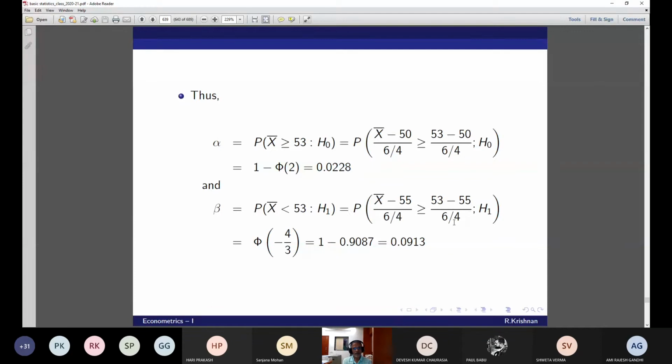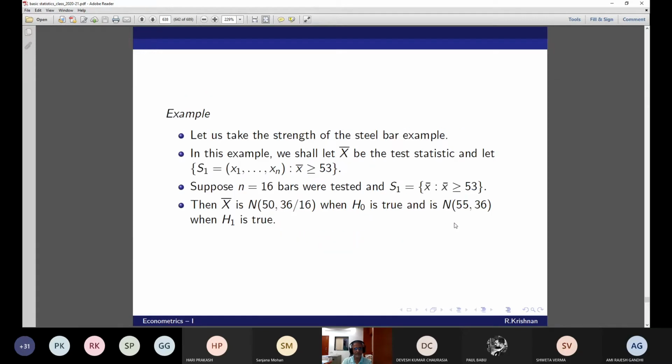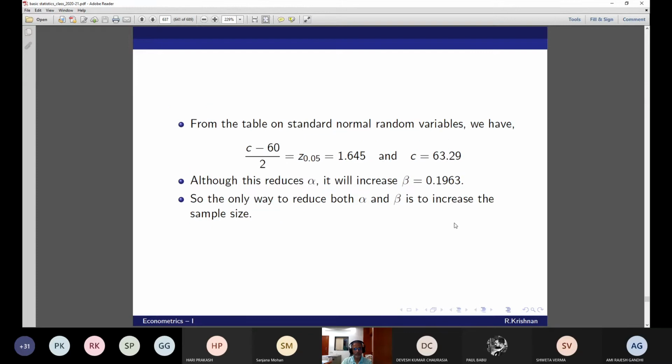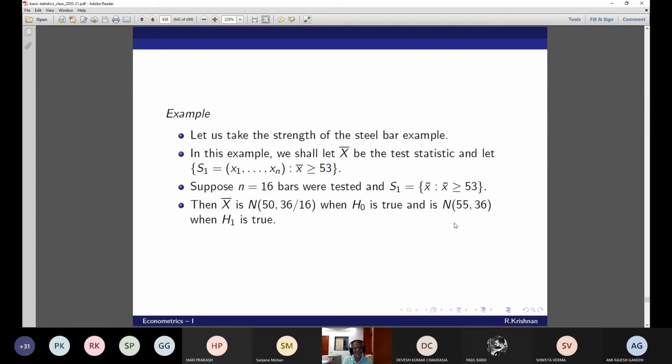So thus, alpha equal to P(x bar greater than 53). What is this? Oh, okay. This is another example. Sorry. Let's take the strength of the steel bar example. It's another example. Let's see how you test this. Tell me the alpha and the beta for this example.